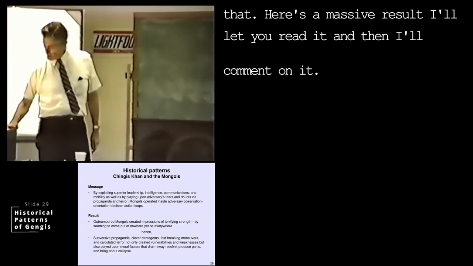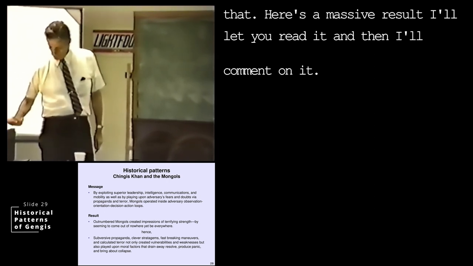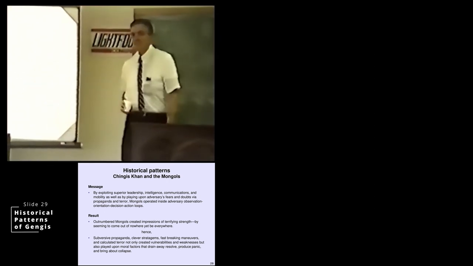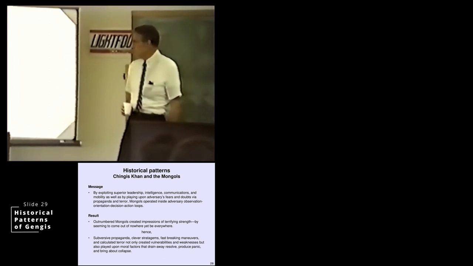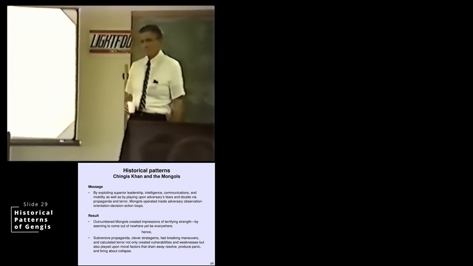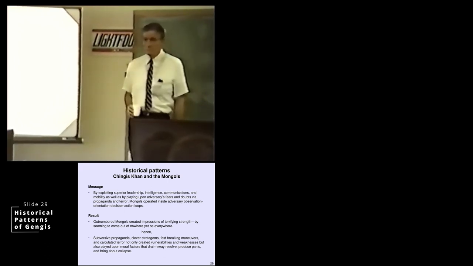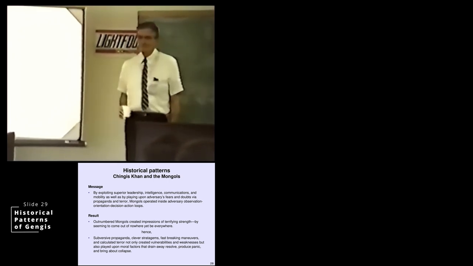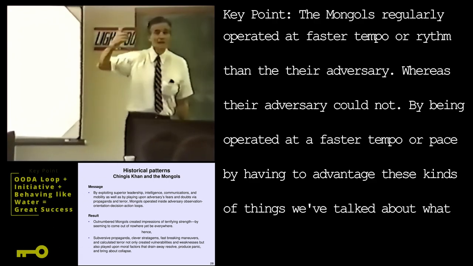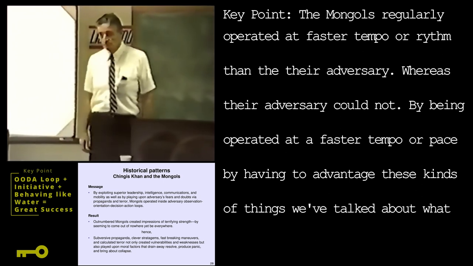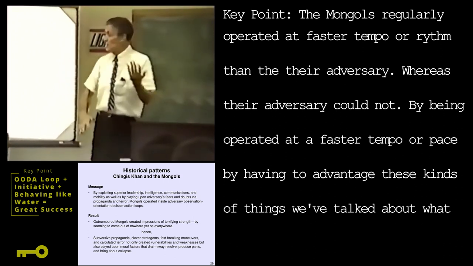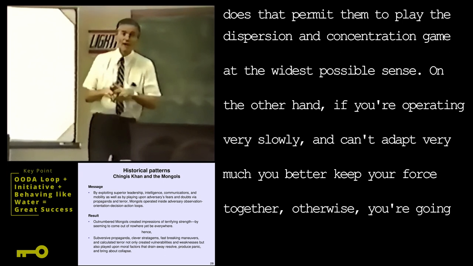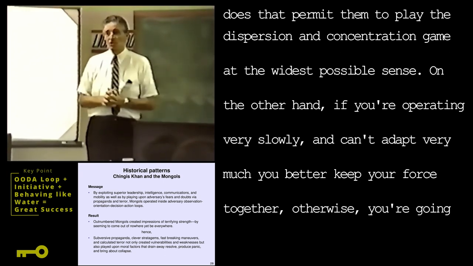So here's the message and the result. I'll let you read it and I'll comment on it. Key point: the Mongols were able to operate at a faster tempo or rhythm than their adversaries. By operating at a faster tempo or pace, by having the advantage of these kinds of things we've talked about, what does that permit them to do? They can play the dispersion and concentration game in its widest possible sense.